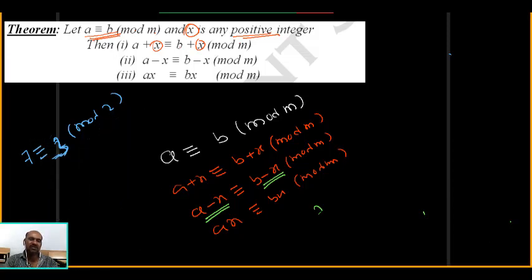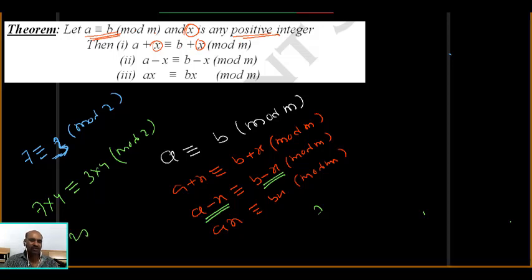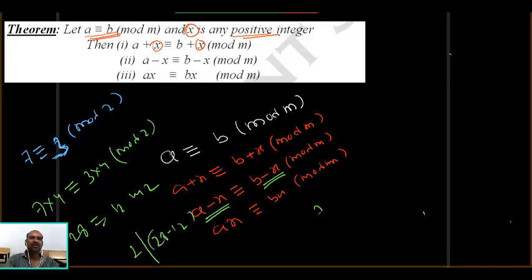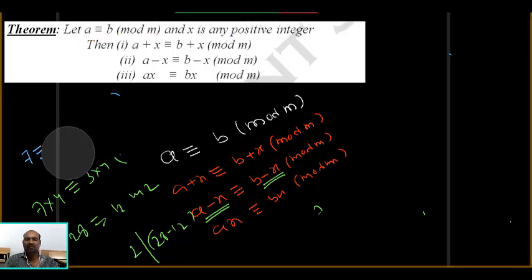What I am doing is verification. 7 is congruent to 3 modulo 2. So multiplying some number, 4, on either side, the statement is still valid, true. So 4 times 7, 28, is congruent to 12 modulo 2 only. What is the meaning? 2 divides 28 minus 12. Correct only, no? Correct only. That means all these statements are true. But how to prove it?